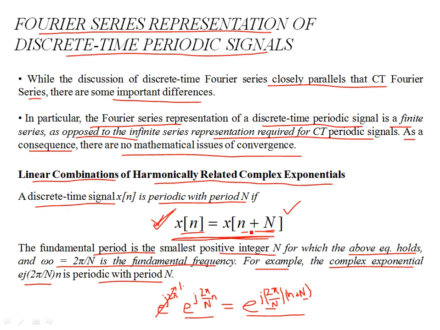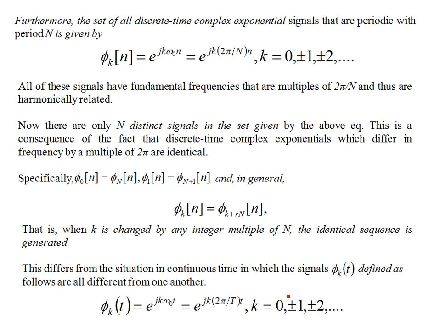We're going to use such harmonically related complex exponential sequences to develop the Fourier series representation of our discrete time periodic sequence. Furthermore, the set of all discrete time complex exponential signals that are periodic with period capital N are given by this. Let's denote them by phi k of n. Omega naught is the frequency. So k represents the harmonic index for a discrete time complex exponential sequence, and they're all periodic with period capital N.